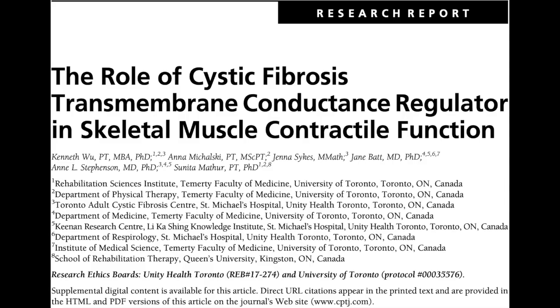Hi, my name is Kenneth Wu. I'm the primary author of these studies, the role of cystic fibrosis transmembrane conductance regulator in skeletal muscle contractile function.